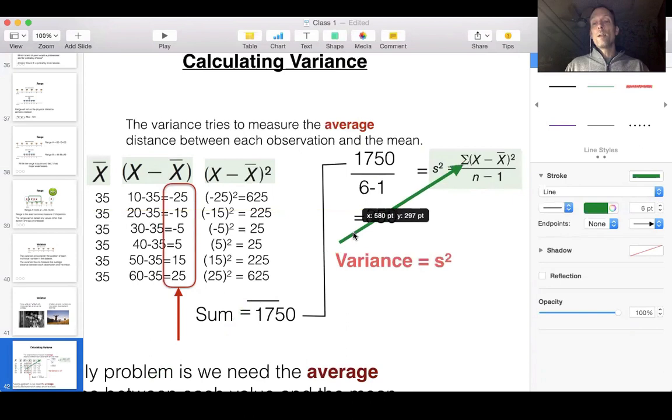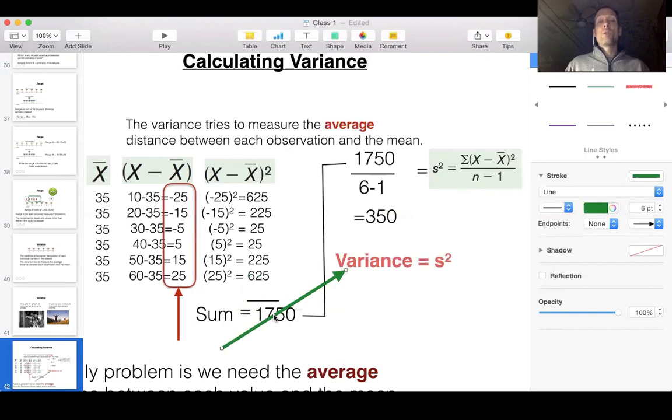So in my formula, I have my summation sign. I'm saying go and add that whole column up. Now I had to divide by, I took 6 and I subtracted 1. So 6 in symbols would be my n for the total number of observations, and then I subtracted 1 from it. When I do all that out, I do 1750 divided by 6 minus 1, I'm going to end up with 350. Now, 350 is going to be my variance.